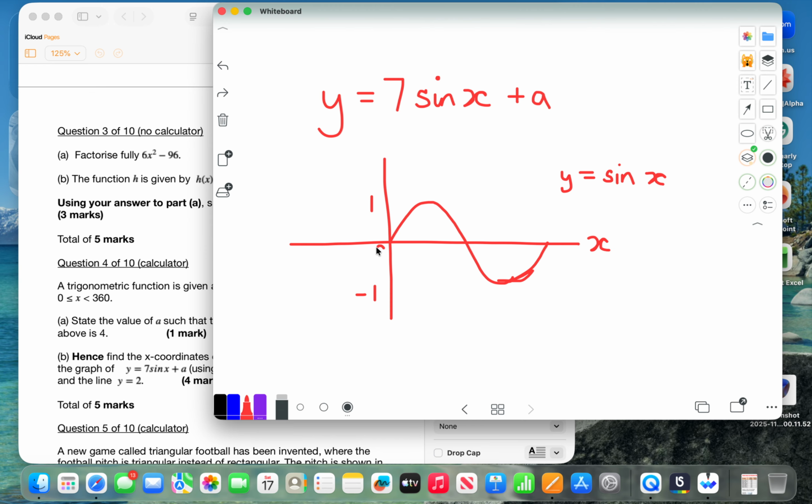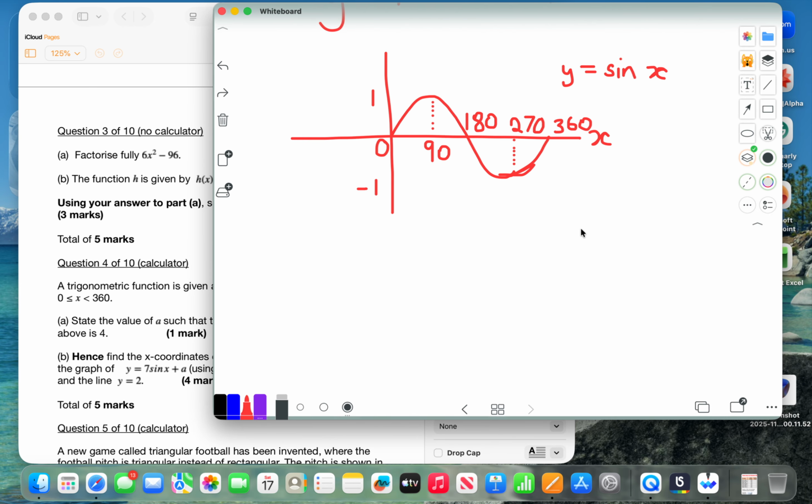So at this point is 0. This is 90. So when x is 90, y is 1 and it's at this maximum. 180. If x is 180, again, y is 0. If x is 270, then you get -1. And at 360 is equal to 0 again. So that is the graph of y equals sine x.